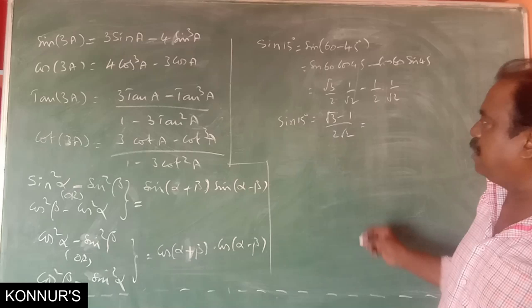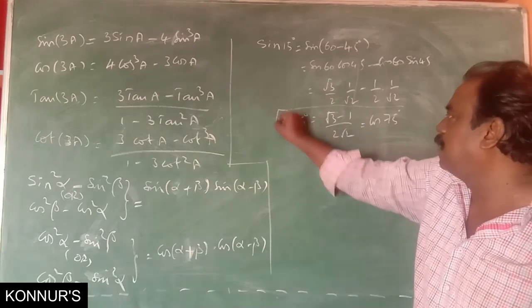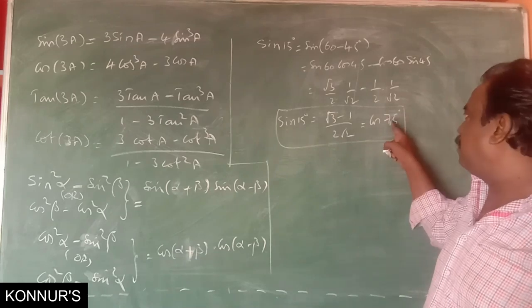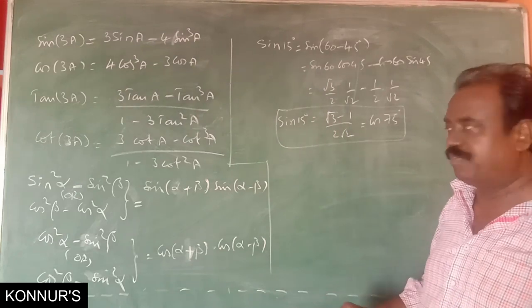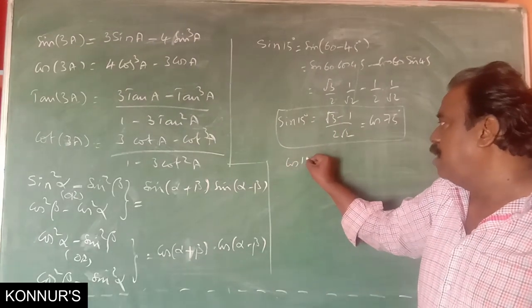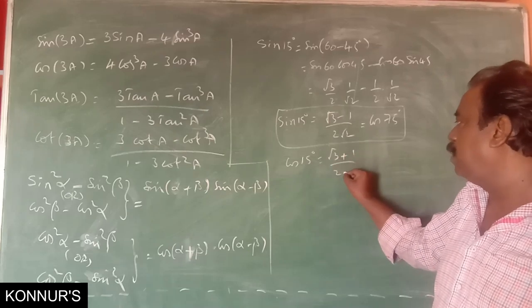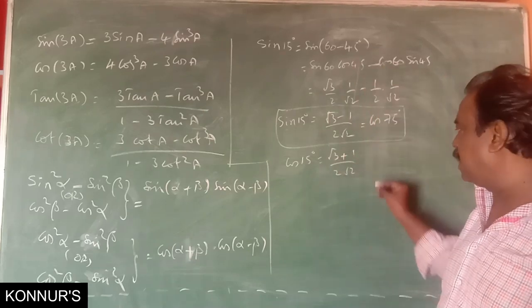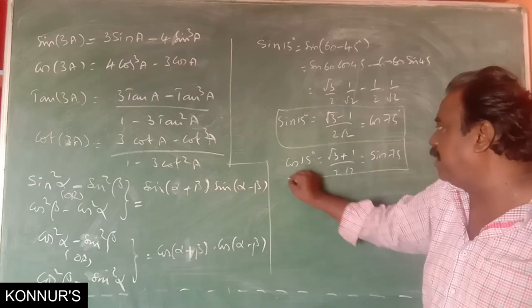Again, sine 15 is nothing but cos 75. Will you agree? Cos 75 is cos of 90 minus 15. That is sine 15. Similarly, cos 15 is root 3 plus 1 by 2 root 2. Like this we can calculate. It is nothing but sine 75. Okay, now?